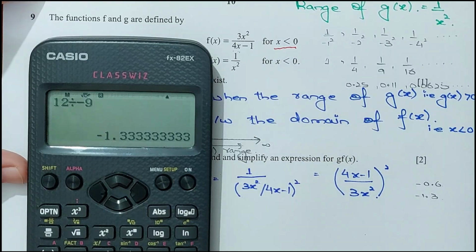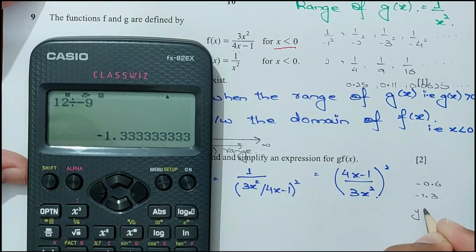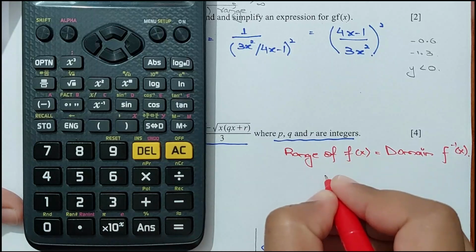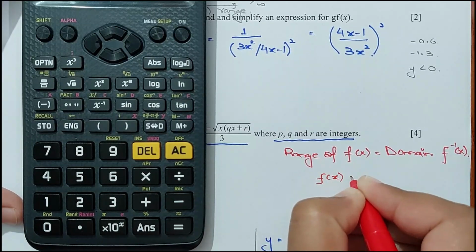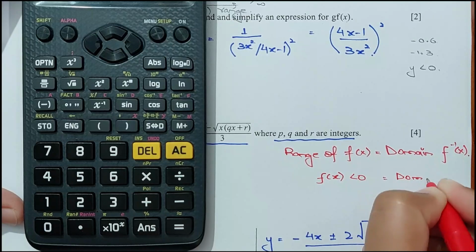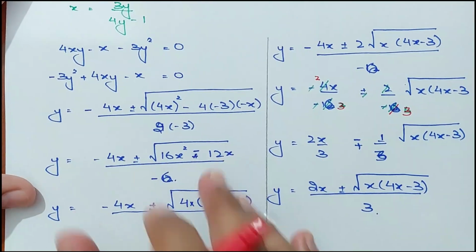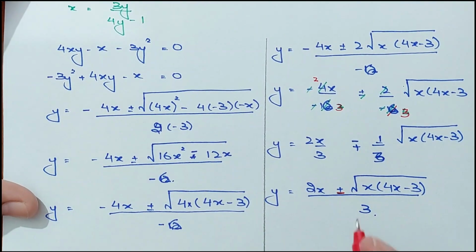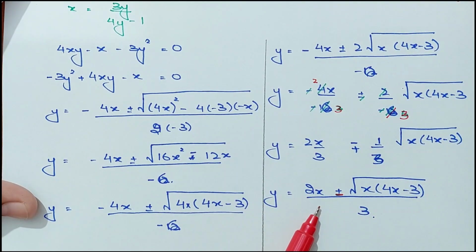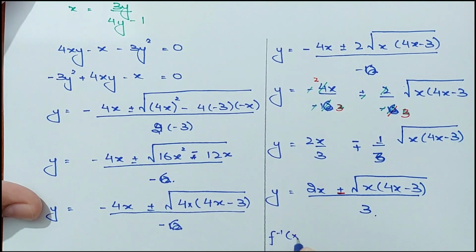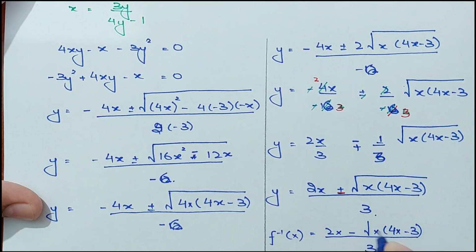So you can see the values are negative, so you can say the range is y less than 0, all the values that are less than 0. So we can say the range of f of x, f of x less than 0, is my domain of f inverse of x. So that is why I'm using the negative one, not the positive one. To get the negative answers, because the domain of f inverse of x should be values less than 0. Okay, so here we can say f inverse of x is going to be 2x minus root x into 4x minus 3, divided by 3. Why negative?